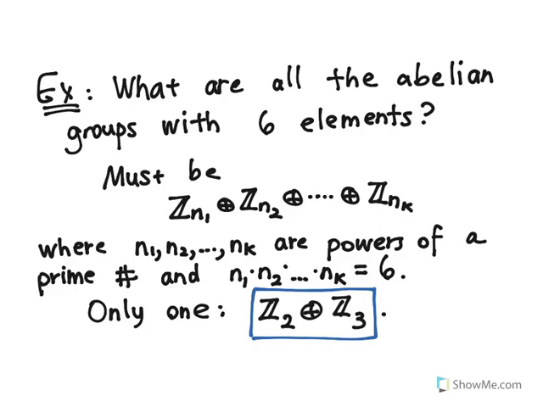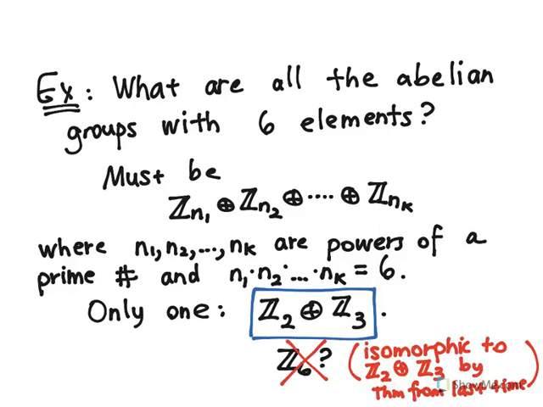Now at this point you might say, wait a minute, I know an abelian group with 6 elements. What about Z6? I don't see that anywhere. But the reason I don't include that is because that's actually isomorphic to the thing I've already written down. How do I know that? Well, the theorem from last time tells me that because the GCD of 2 and 3 is equal to 1, Z2 plus Z3 is isomorphic to Z6. So I'm not going to write that one down since it's already isomorphic to something I have written.